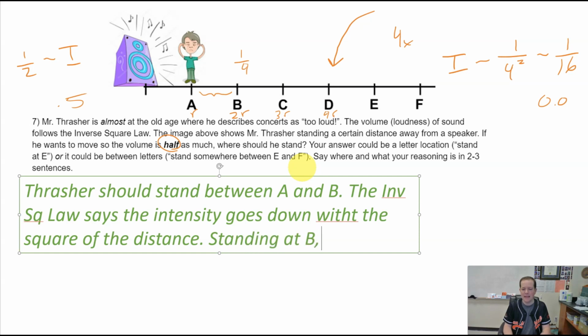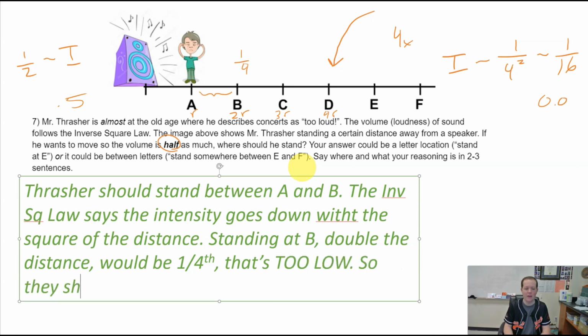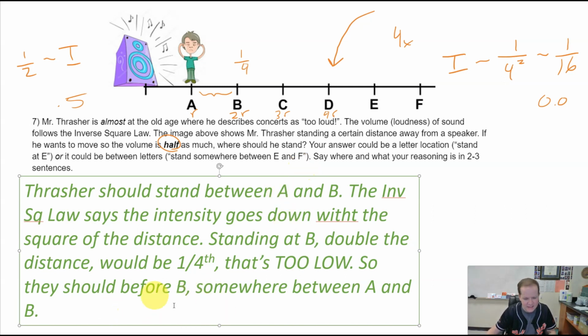Standing at B, double the distance, would be 1/4. Oops, 1/4. That's too low. So they should stand before B, somewhere between A and B. Okay? You didn't have to write it exactly like how I did it right here, but something describing how, if it's the inverse square law, half is not going to be twice as far away because that would be 1/4.